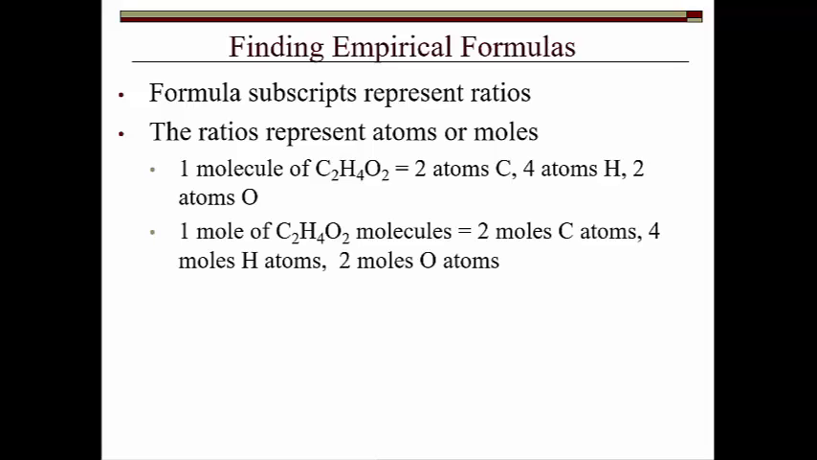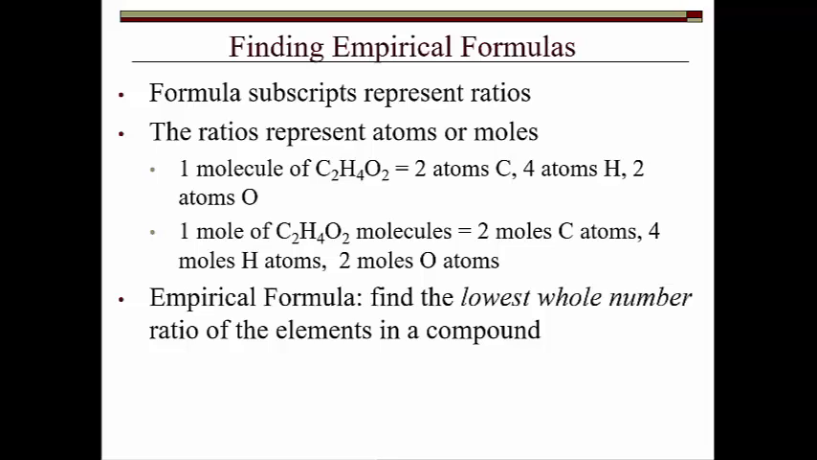But when we talk about a mole of acetic acid molecules, we are upping that ratio to mean moles of atoms. So 1 mole of acetic acid molecules contains 2 moles of carbon atoms, 4 moles of hydrogen atoms, and 2 moles of oxygen atoms. Our goal in the empirical formula is to find the lowest whole number ratio of those elements in the compound. So we want to find the smallest number of moles that represent the ratios in that compound.